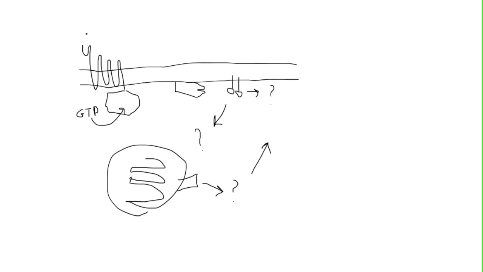Hello guys, and in this video we'll be discussing the IP3 signaling pathway. We're going to talk about how protein kinase C gets activated. And as you already know, a kinase adds a phosphate.